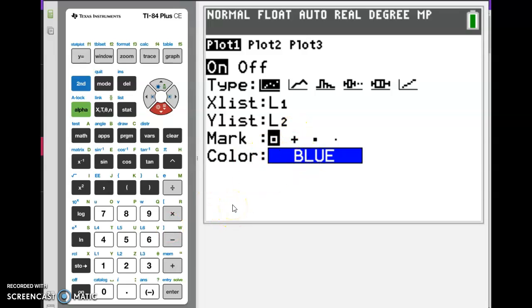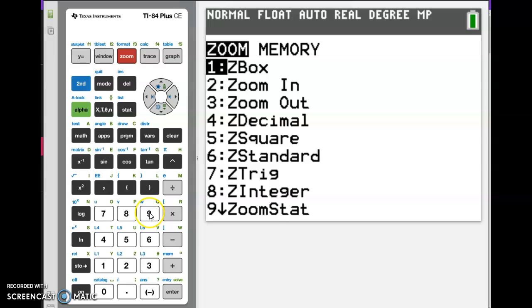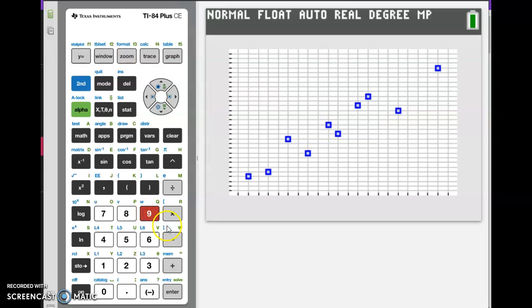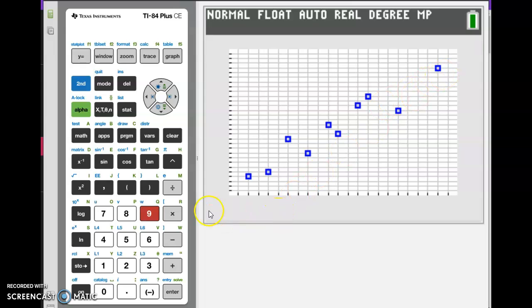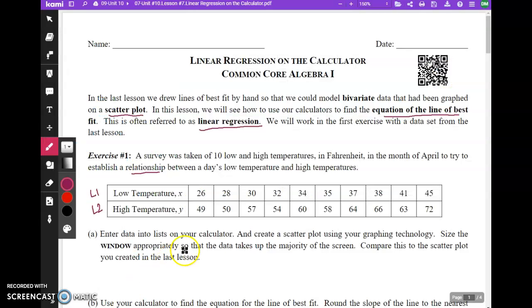All right, now normally what we do when we do a scatter plot or when we do a graph is we adjust the window so it fits. So what we're going to do, first of all, is use a zoom key in order to do that. All right, so to use the zoom key, that will automatically fit the window to the data that you have. So if you press zoom and then number 9, zoom stat, you can see zoom 9, you have created your scatter plot. So let me write that down so you know what we did.